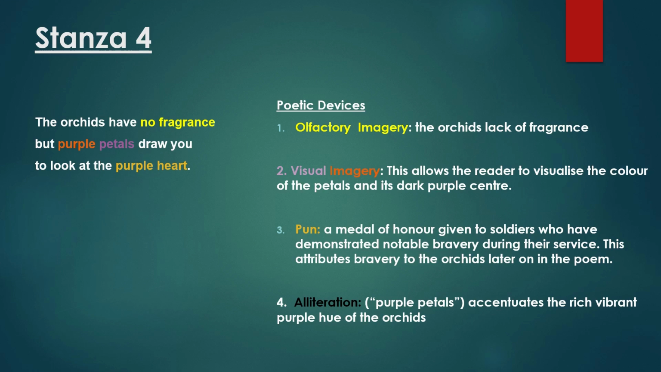And this allows us to understand why the persona did not form any attachment to the flowers. Besides the fact that the flowers were gifted for no reason at all, they had no fragrance. But one thing saved it. But the purple petals draw you in. Okay, so we also have there number 2, visual imagery. Purple petals is an example of visual imagery because it appeals to our sense of sight. Even though we are not looking at the physical flower, we are familiar with the word purple, and we would have seen petals, that part of a flower. And it helps us to visualize the color of the petals and its dark purple center, which we will see in the third line in stanza 4, okay?